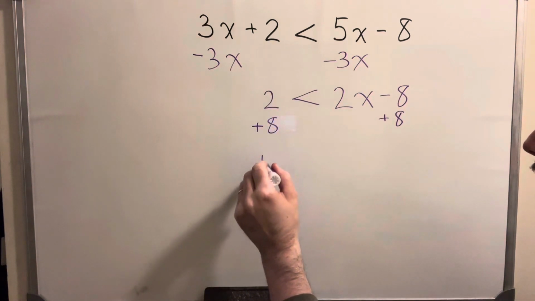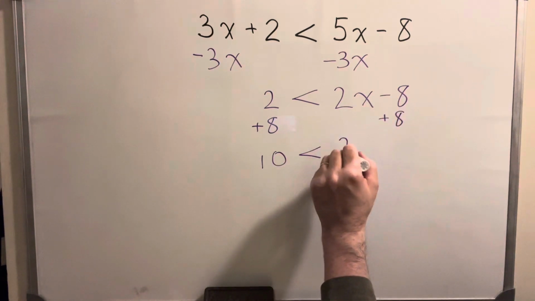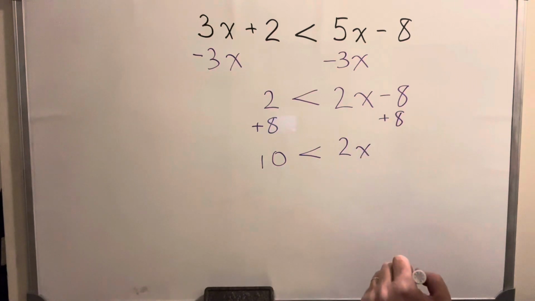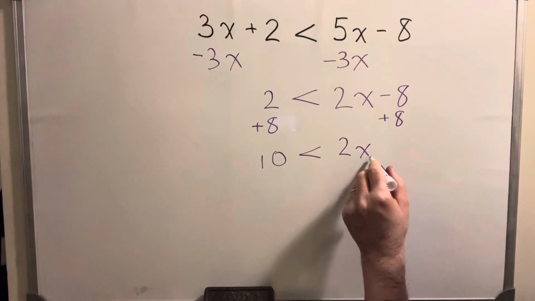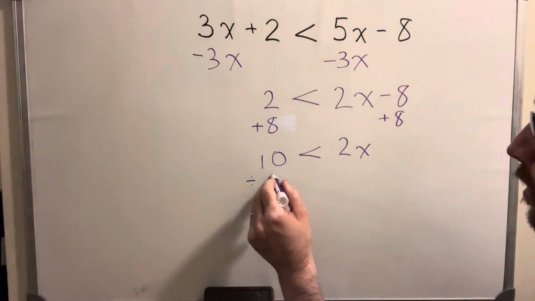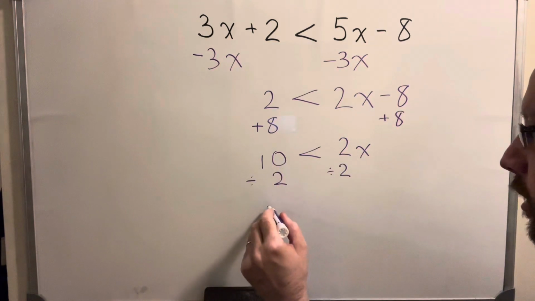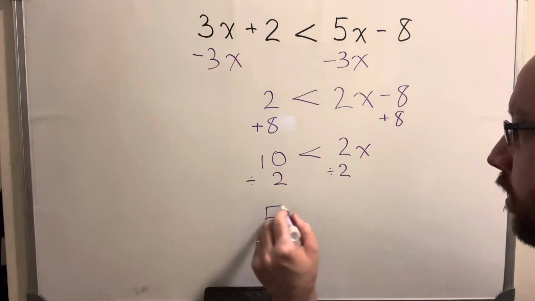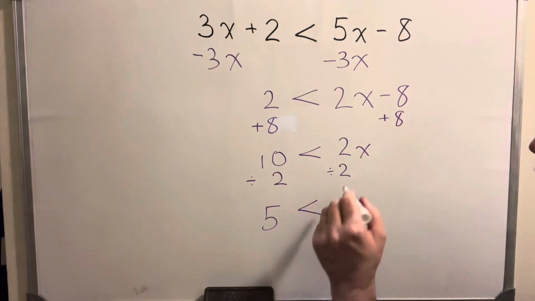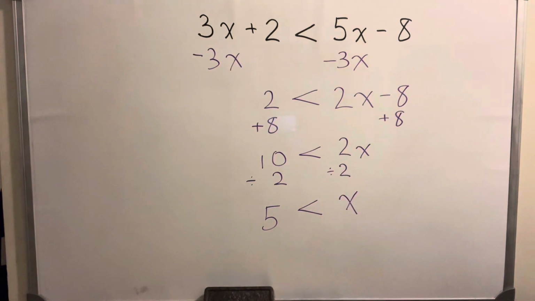Two plus 8 is 10, is less than, all that's left is 2x. And we want this x by itself, so we divide both sides by 2. Ten divided by 2 is 5, is less than 2x over 2 is just x. So we have 5 is less than x, or x is greater than 5.